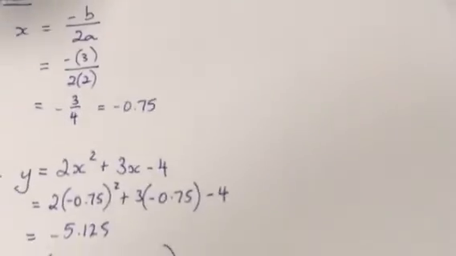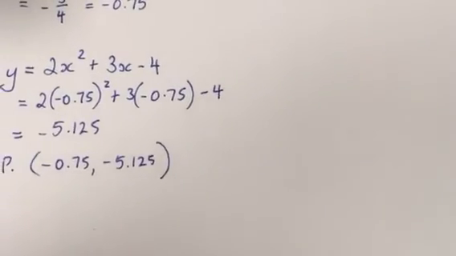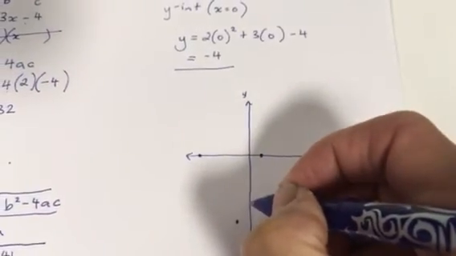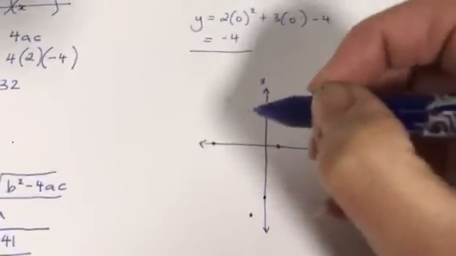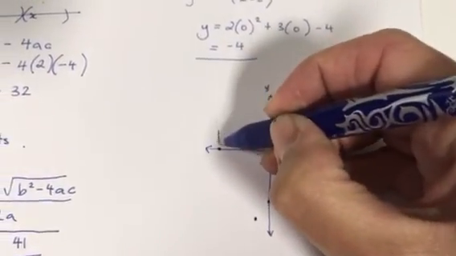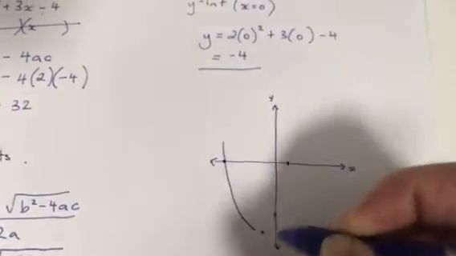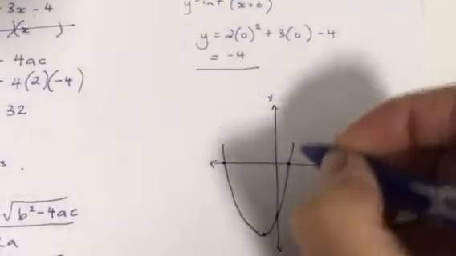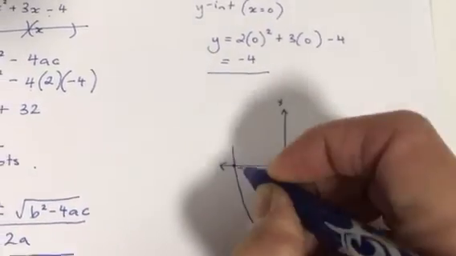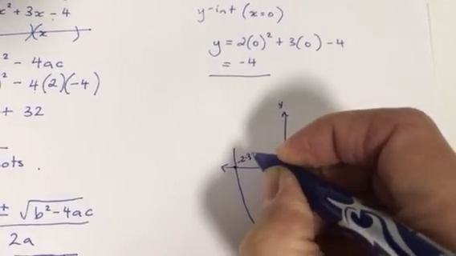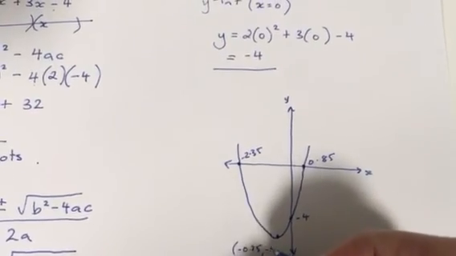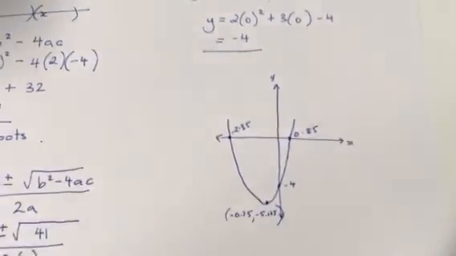Then we've got our turning point happens at negative 0.75, negative 5.125. And my y-intercept occurs at negative 4, so that would be about there. So then I can try and join those points as best I can, as symmetrically as I can, and as curvy as I can. I'm going to label those points 0.85, negative 2.35, negative 4, and negative 0.75, comma, negative 5.125. And there you have it.